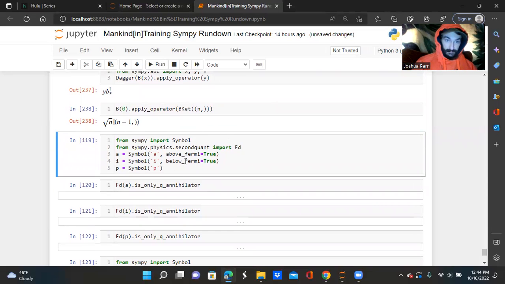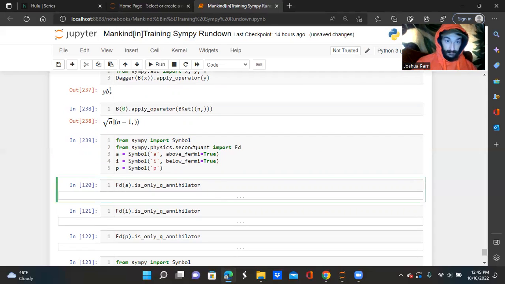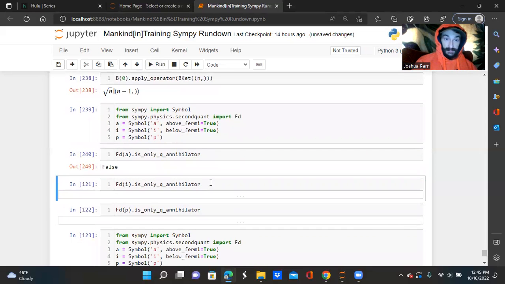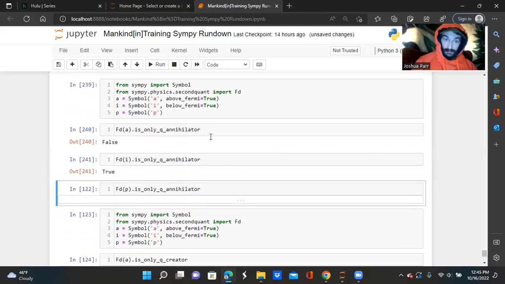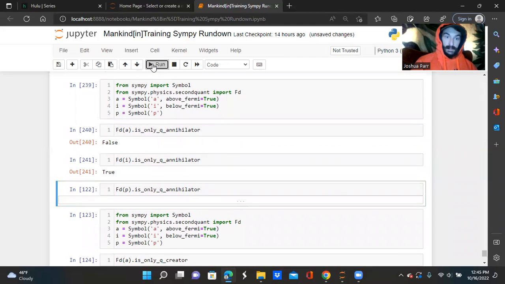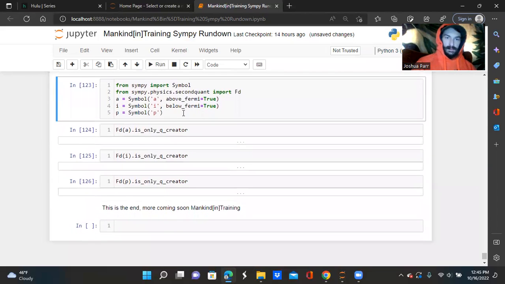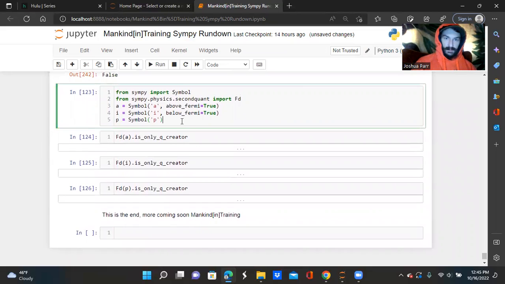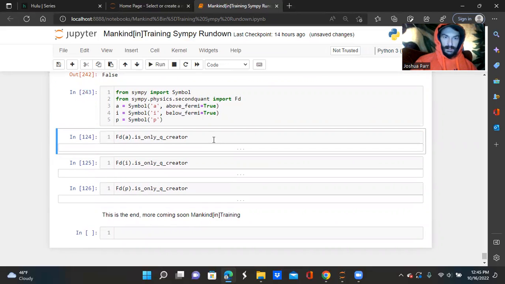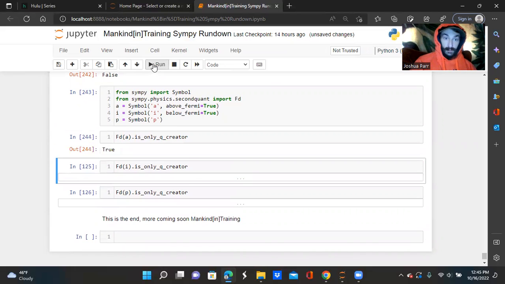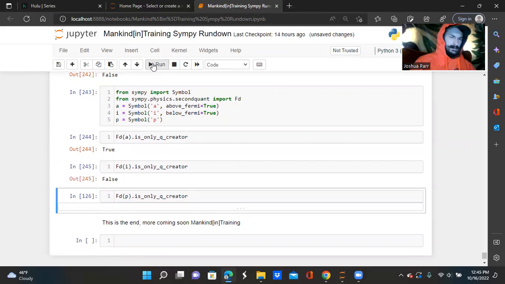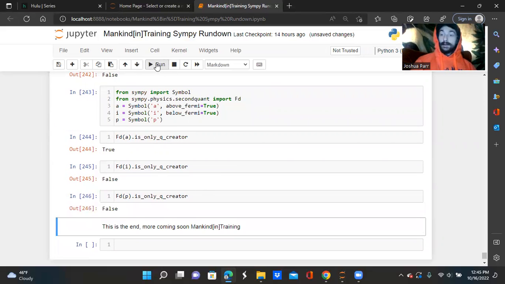So now I'm asking if this is an annihilator again of these systems. Returns false that A is an annihilator. Returns true that I is an annihilator. And returns false that P is an annihilator. Again, we're doing the is only creator example. I want to know if A is a creator. True, it is. Is I? No. And is P? The answer is no.